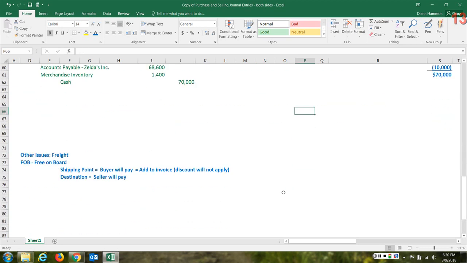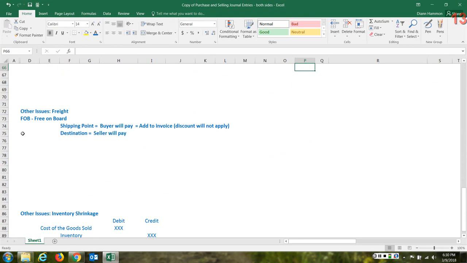Okay, let me talk to you about a couple of other items. When we begin to talk about merchandise, we talk about freight. FOB is often noted. This stands for free on board. You'll see free on board shipping point or free on board destination. When the allocation is FOB shipping point, that means that the buyer will pay the freight charges. So basically, the seller is going to probably pay it in advance with a separate invoice, and then they are going to add it to that invoice that they send out to the buyer.